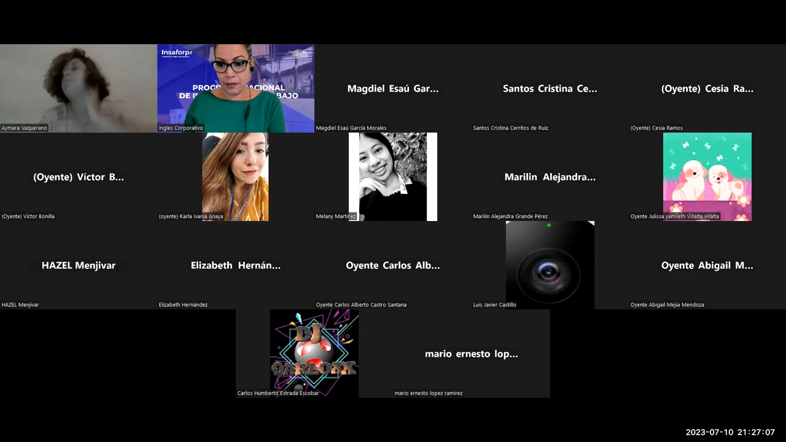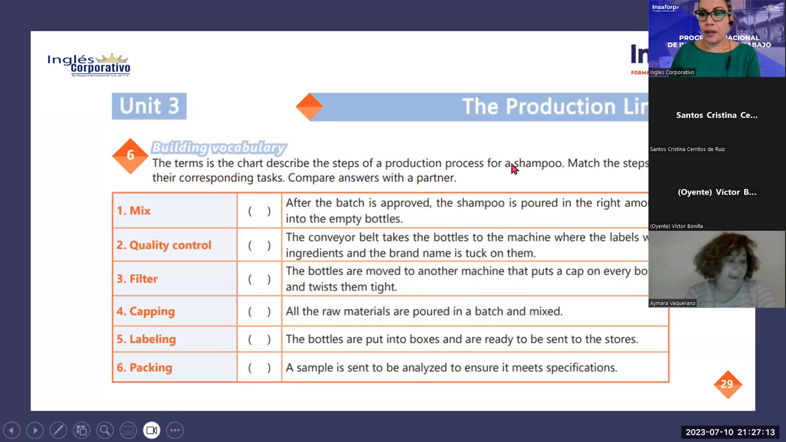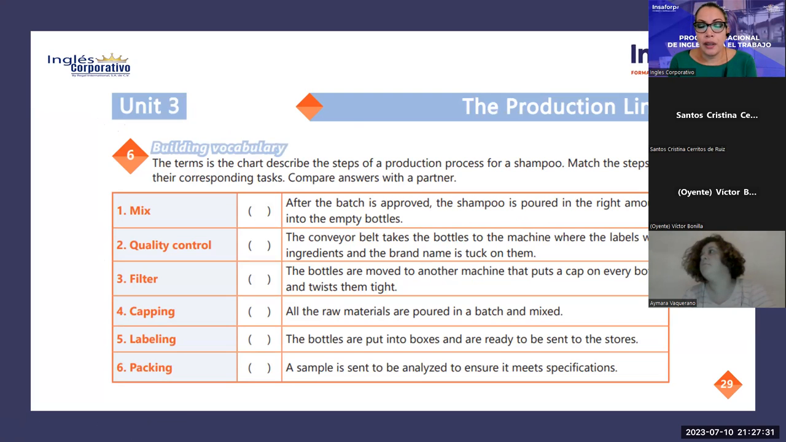All right. We are ready to continue then. Okay, then in the next page, on page 29 of your material, we have a vocabulary exercise. And in this, we are going to see the terms and then the description of the terms, and these are related to the production of shampoo. We have to match their steps to the corresponding task.